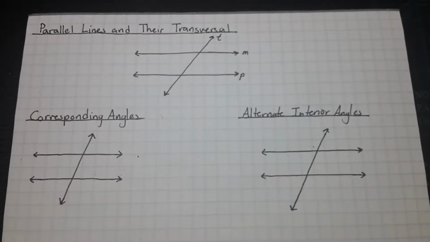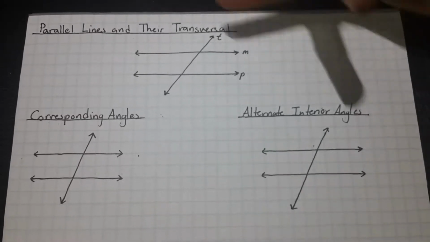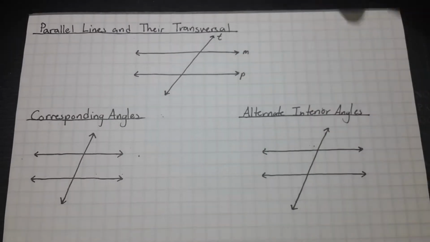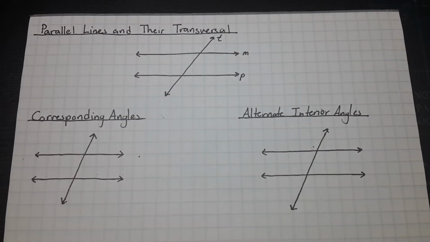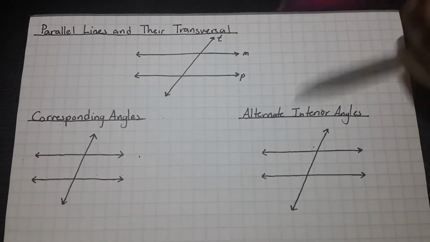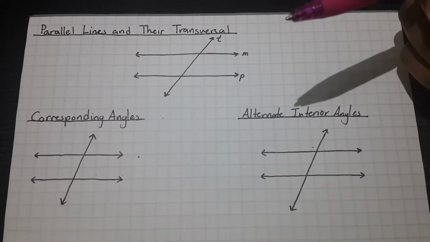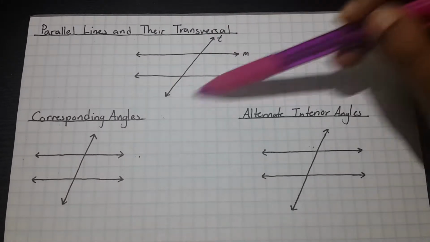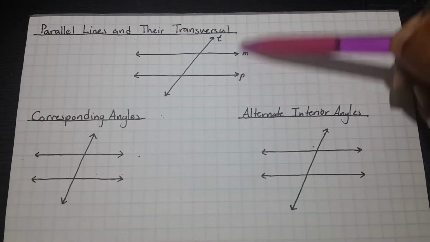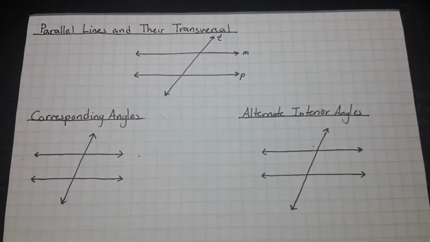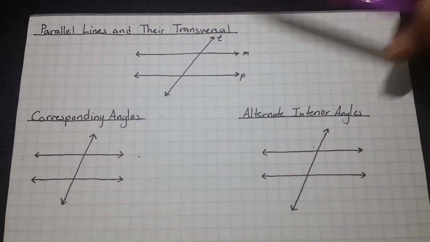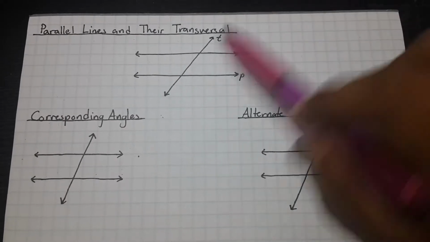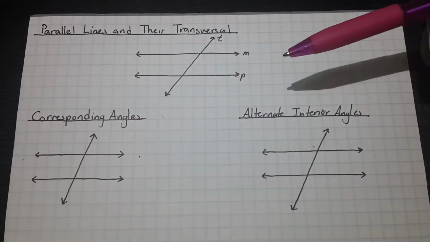Hey guys, so today we're going to be going over parallel lines and their transversals and the angle pairs that go along with them. So when you're dealing with these types of problems, your most basic diagram is where you just have two lines that are parallel and some line running through it. It could be slanted, could be perpendicular, but it's just passing through both of the lines.